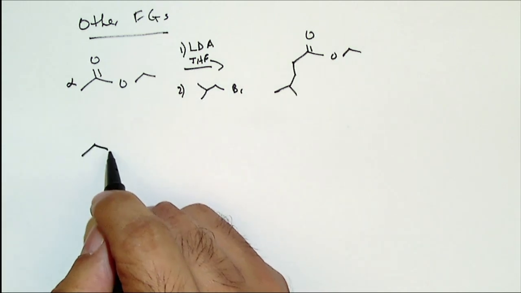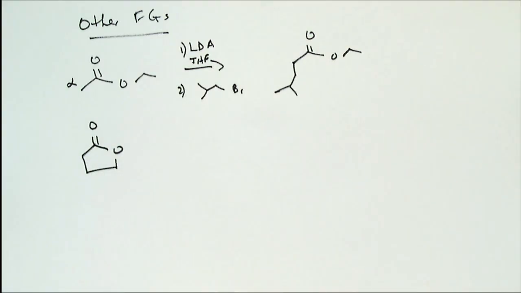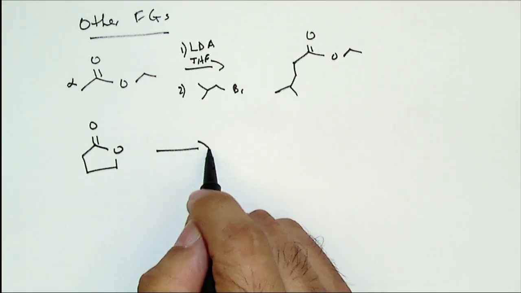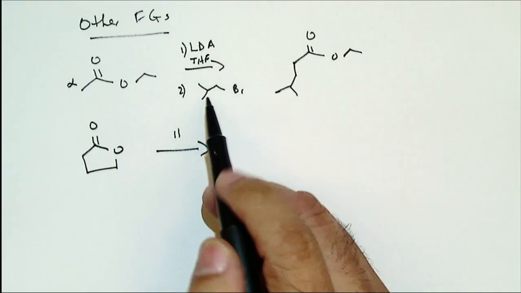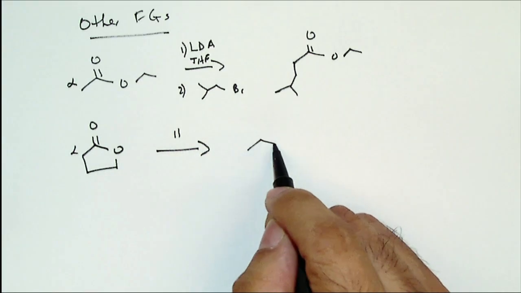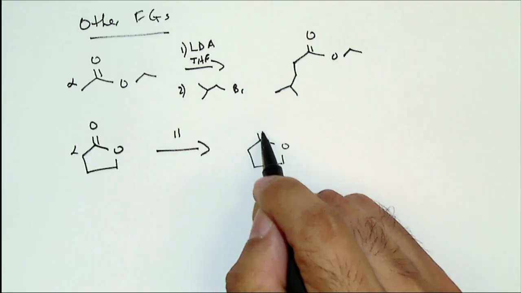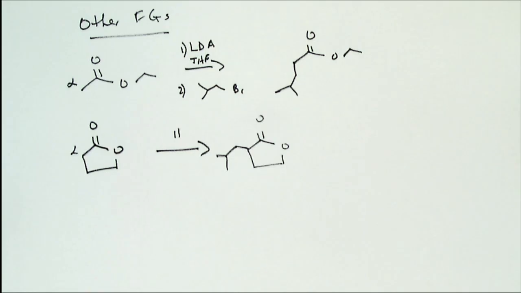I can have an ester in cyclic form like that. These are called lactams. If I were to take here and do the exact same reaction, treat with the same base, same thing, that's an alpha position that is acidic. And so therefore, the product that I would end up getting there is that you alkylate at the alpha position, so you attach your isobutyl group.